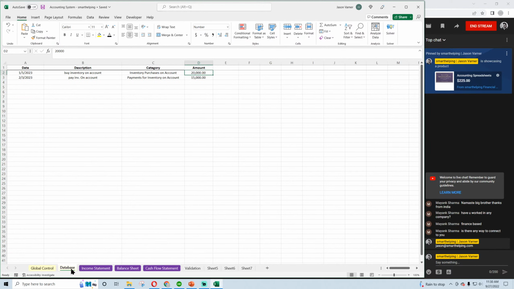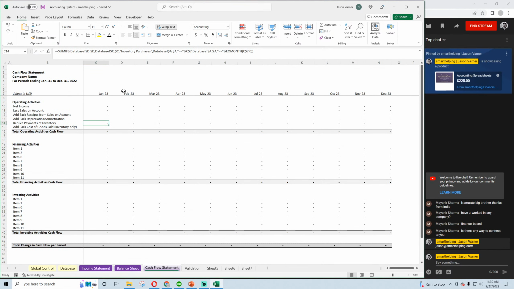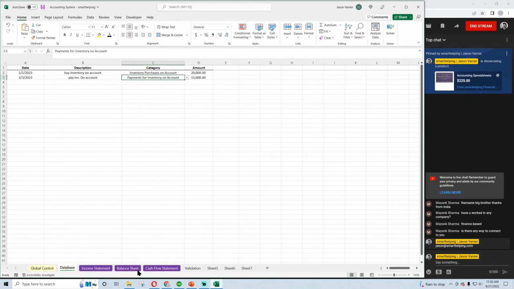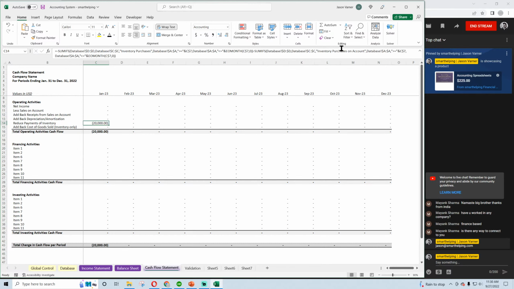Now, when I actually pay this, we should see a negative number here. I know what I did. Let's actually undo this, go back to the 20,000. This 20,000 is not supposed to subtract inventory purchases on account. It's supposed to subtract out inventory. Wait, what did I label it? Payments for inventory on account. And now we should be all set. Payments for inventory.